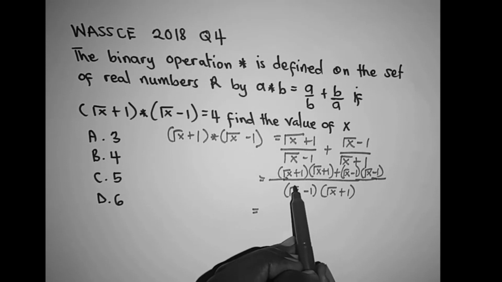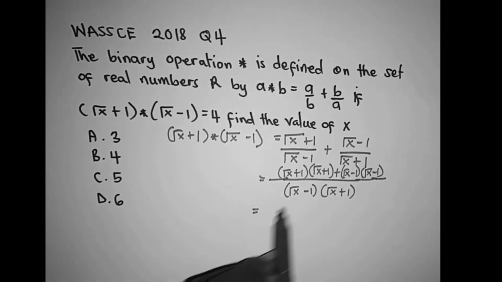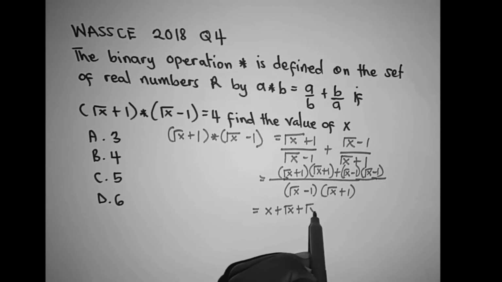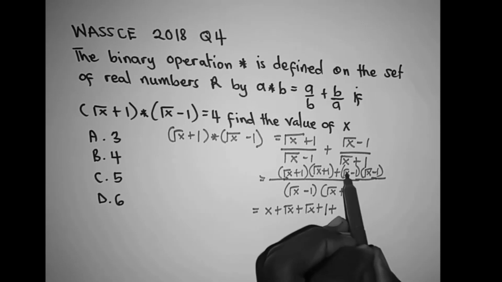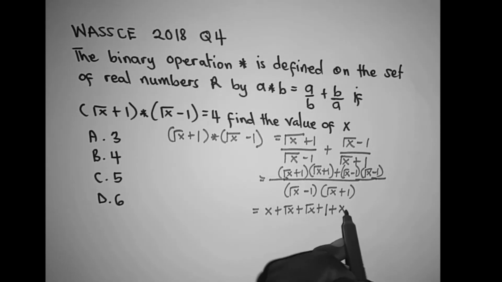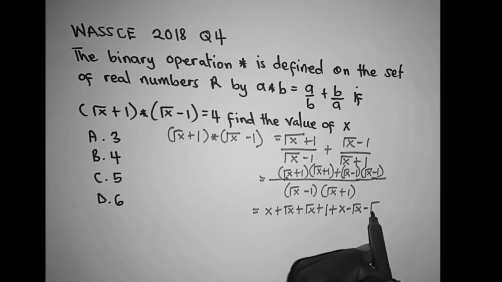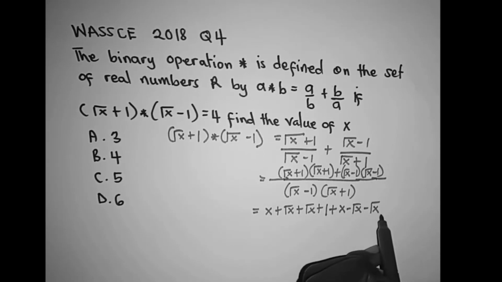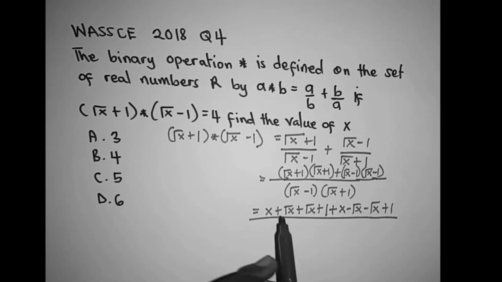This is equal to root x times root x is x, plus root x times 1 is root x, plus root x times 1 is root x, plus 1 times 1 is 1, plus root x times root x is x. Root x times minus 1 is minus root x, minus 1 times root x is minus root x, minus 1 times minus 1 is plus 1, divided by this becomes difference of two squares.